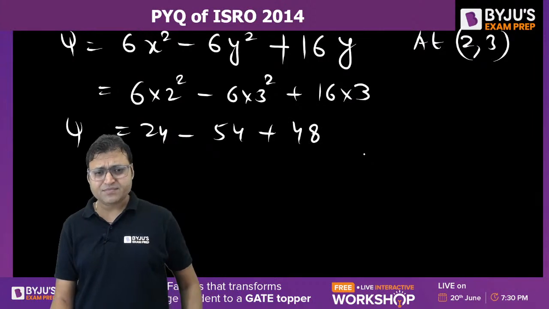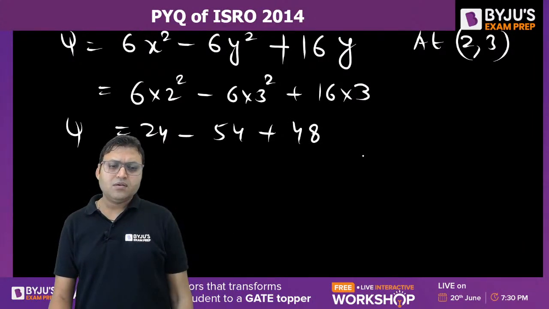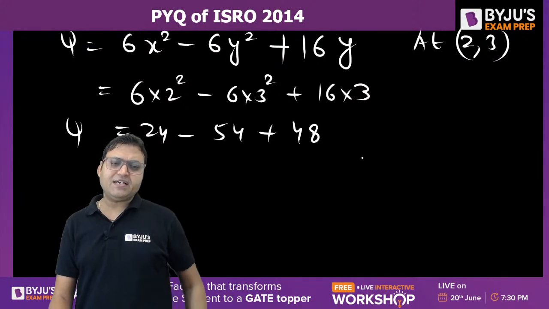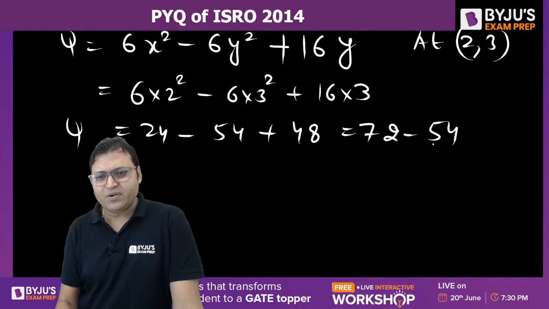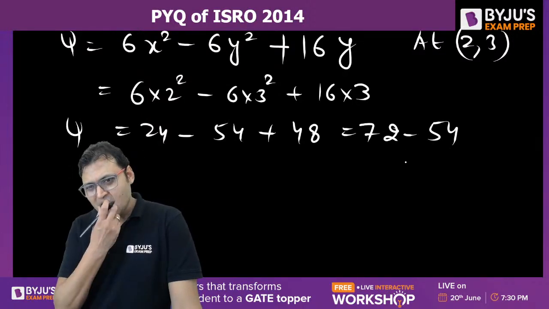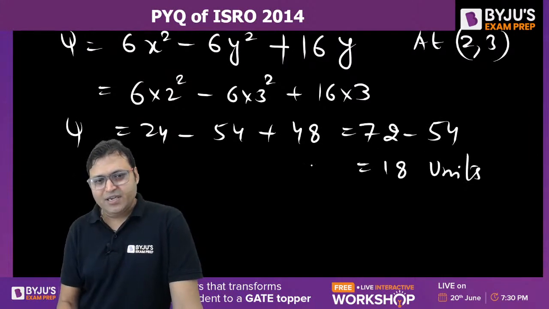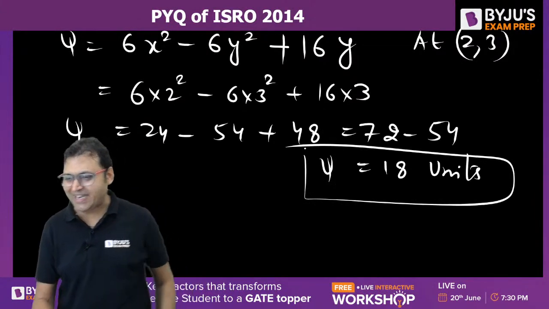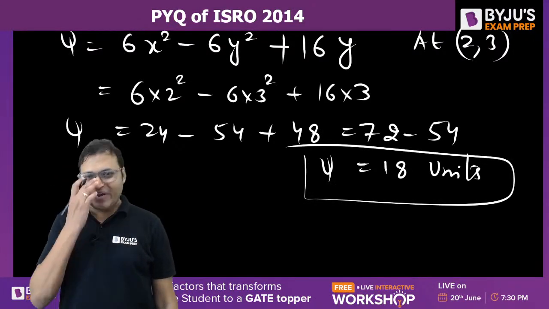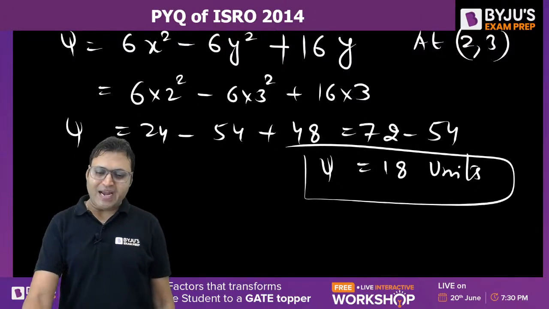How much is that? 48, 58, 68, 72 minus 54. What is 72 minus 54? Isn't it 18? 18 units. So the answer will be, no, it is not 20. It will be 18 units. Isn't it? Do you get it or not?